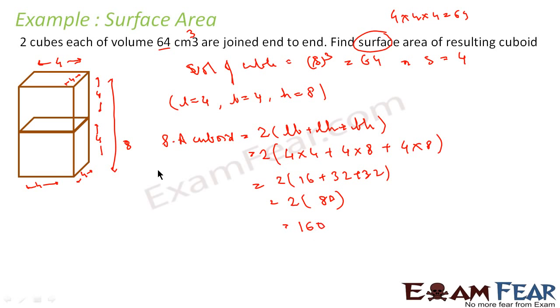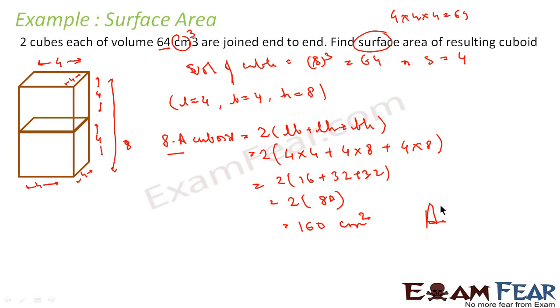Now since it is surface area and this is centimeter, this becomes centimeter square. Please note it is centimeter square, not centimeter cube, because we are talking about surface area. If you find volume, it will become centimeter cube. So this is my answer.